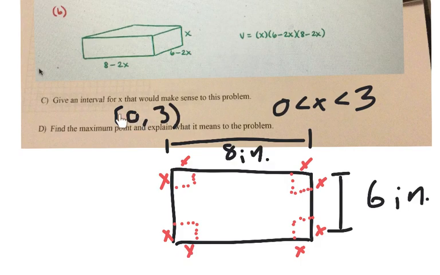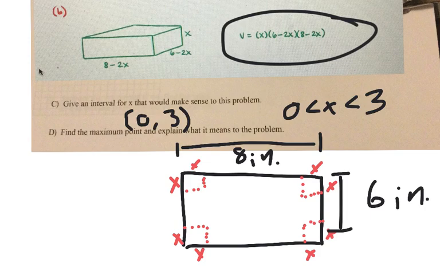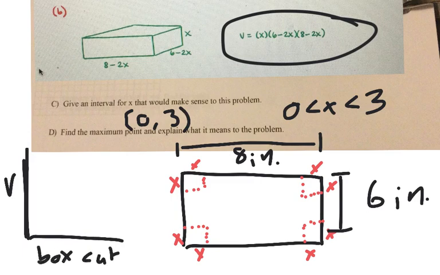So again, here's the interval, and this is an interval notation, or here's another way you can write it. And then D, find the maximum point and explain what it means to the problem. So again, if you think about our formula that we wrote here, volume is equal to, and then I've got three factors here. So graphically, the y value is the volume, and the x value is the box cut length.